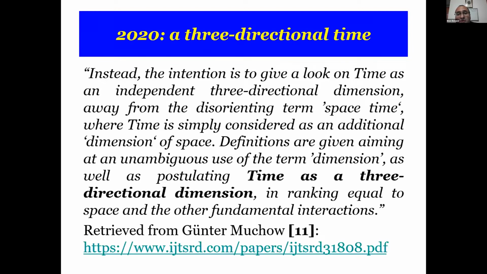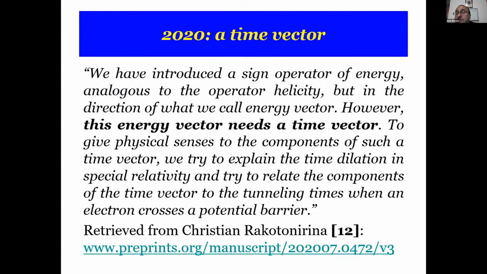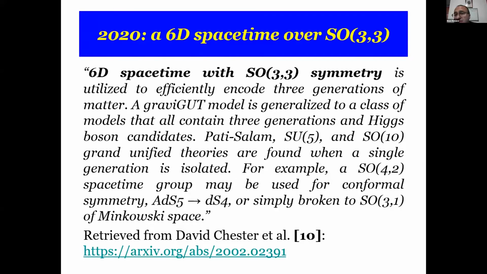In 2002, Gunther Nimtz proposed a three-directional time. In 2020, Christian Rakotonirina proposed a time vector. Still in 2020, David Chester and other people proposed a 6D spacetime with SO(3,3) symmetry.